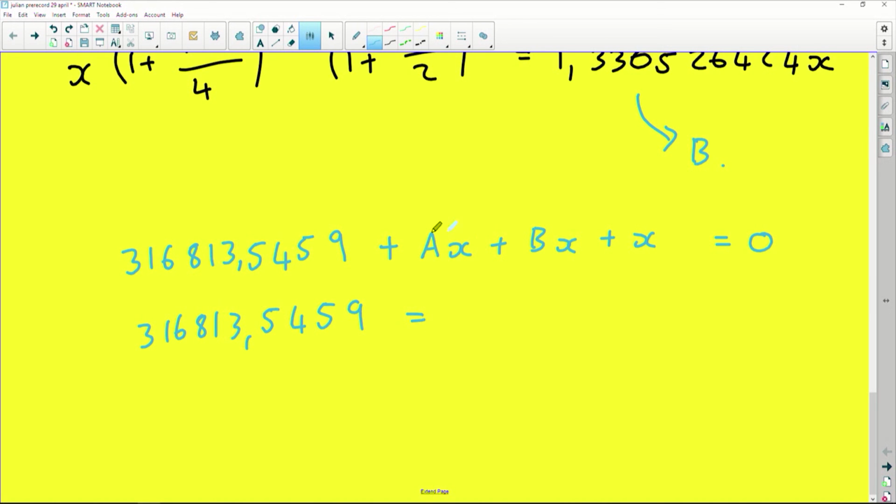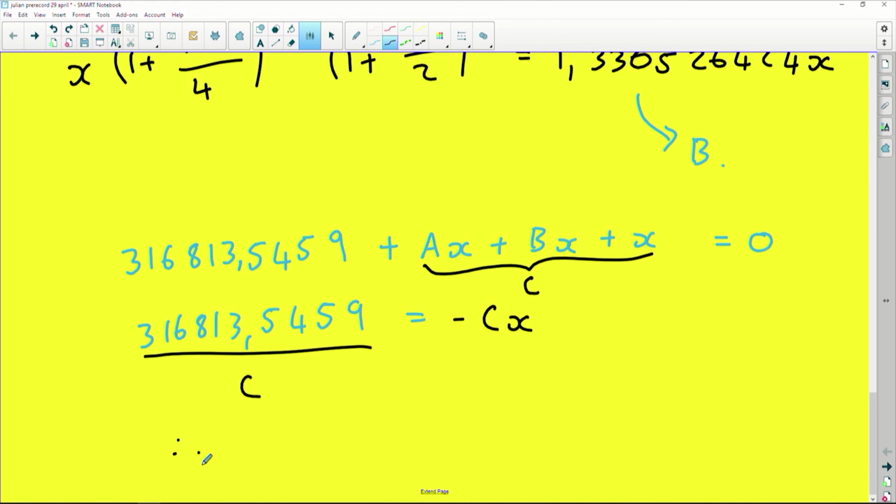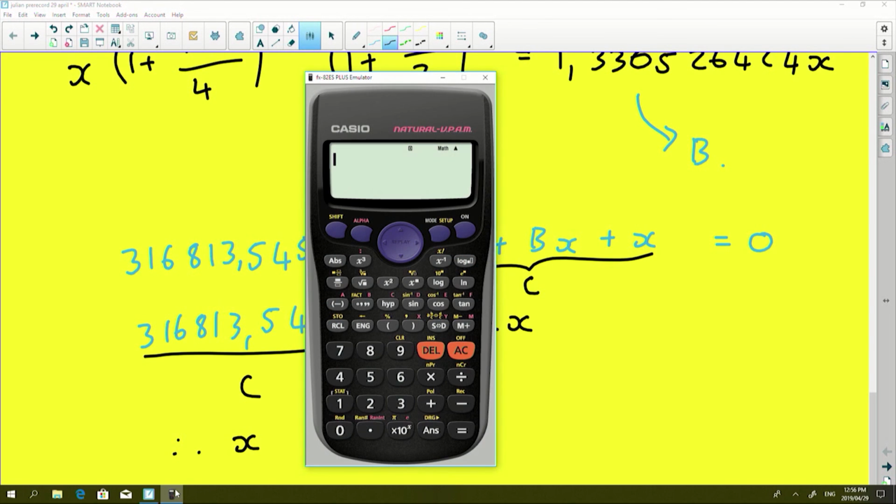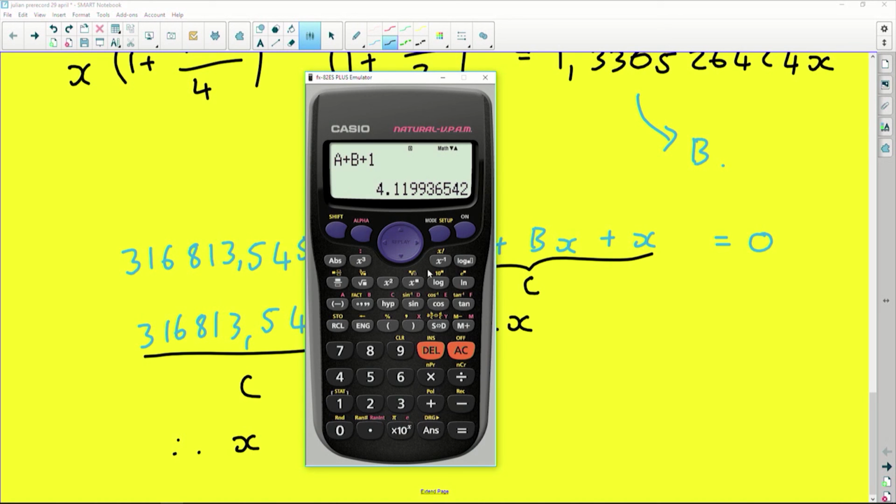So I'm then going to have this value, 316,813.5459, and that's going to be equal to, now I just wrote down that this over here is equal to C. If I bring this to the other side, I'm going to have negative Cx. And if I want to solve for x, I'm going to take all of this and divide it by C. Therefore, I can say that x is going to be equal to, now let me go back to my calculator here quickly. I'm going to take my value that I've just found, I'm going to press equals, and I'm going to take this value and divide that by my value of C. And that gets me a value of 76,897.